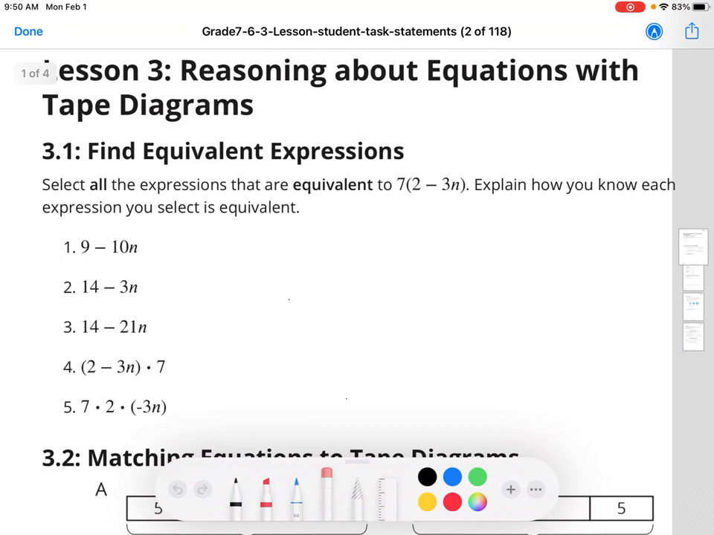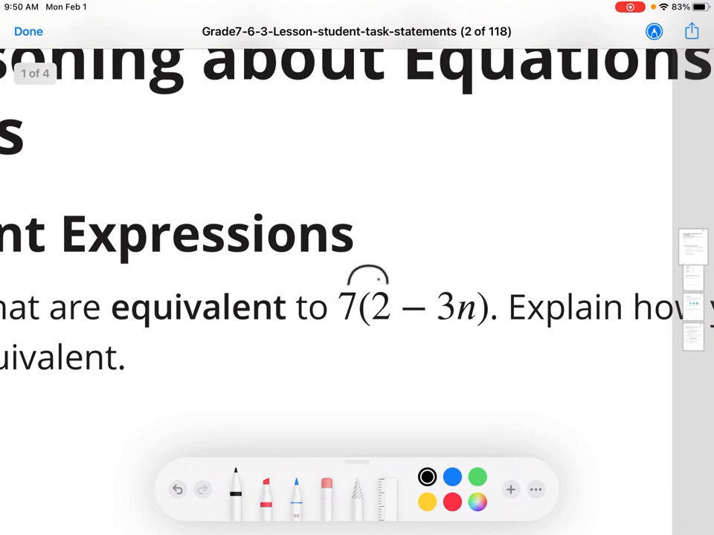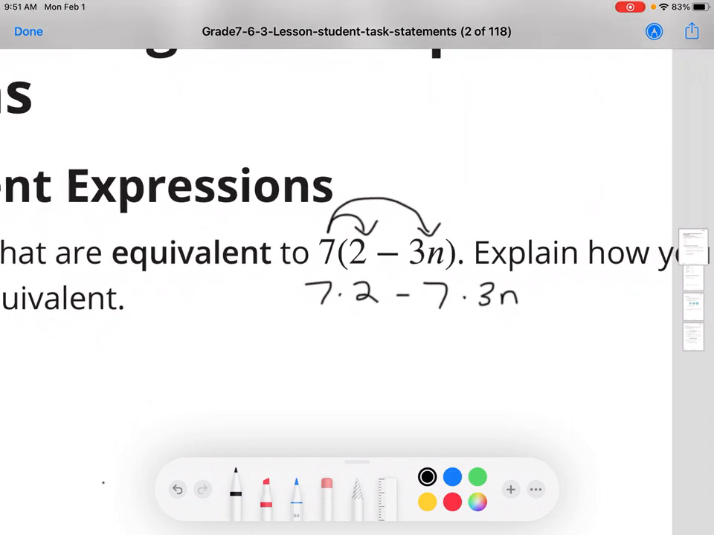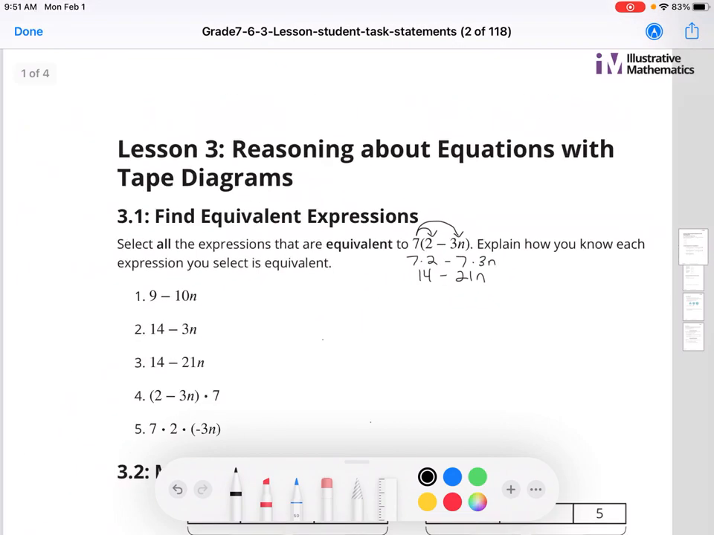So you should know the distributive property, which tells you distribute the 7 to both terms inside. So that means 7 times 2 minus 7 times 3n. So 7 times 2 is 14, and 7 times 3 times n would be 21n. So we know 3 would be equivalent because of the distributive property.